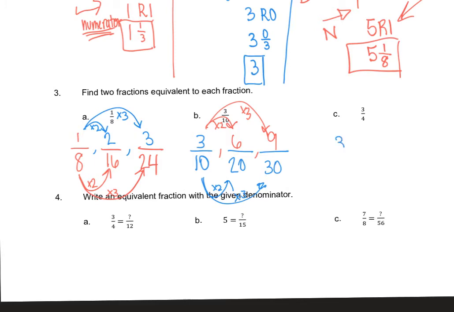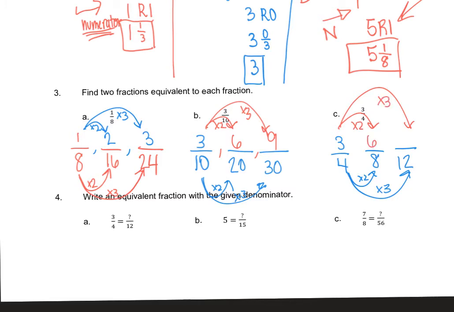All right, let's do it with 3/4. So 4 times 2 and 4 times 3. 4 times 2 is 8. 4 times 3 is 12. So if I do it to the bottom, I have to do it to the top. 3 times 2 is 6. 3 times 3 is 9. So 3/4, 6/8, 9/12, all equal.